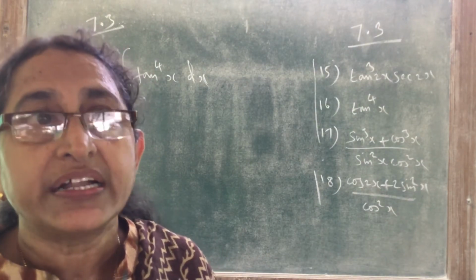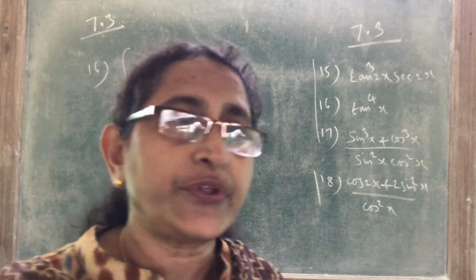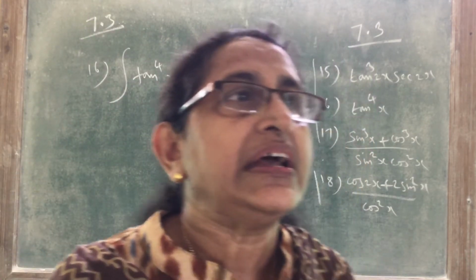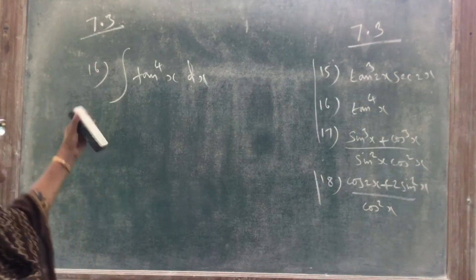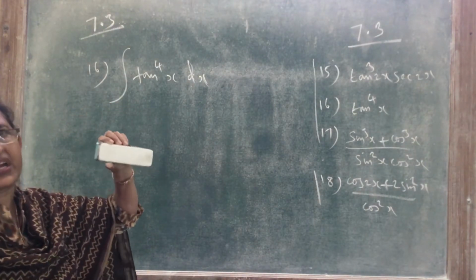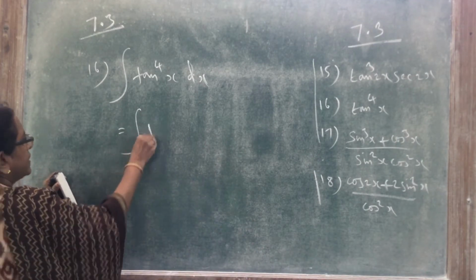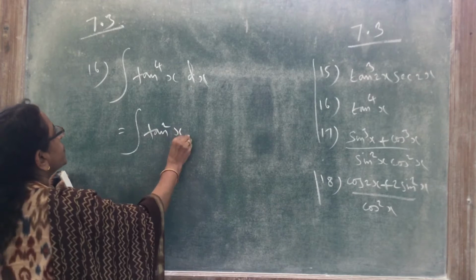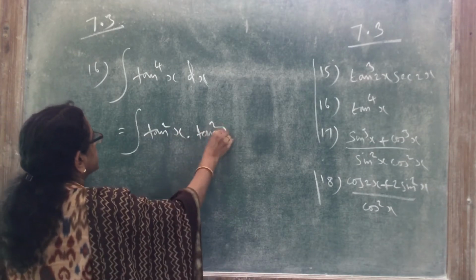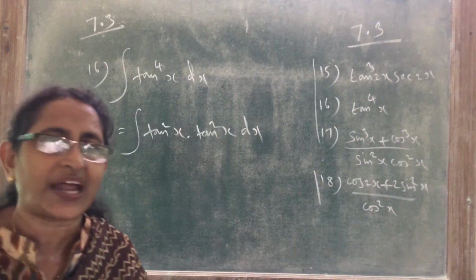How to do? For tan square x, we have to use the formula sec square x minus 1, then we can integrate. But here, we cannot write it as a whole square, because sec square x again whole square is difficult. So what we do here: integral tan square x into tan square x dx. First we write tan raised to 4 x as tan square x into tan square x.